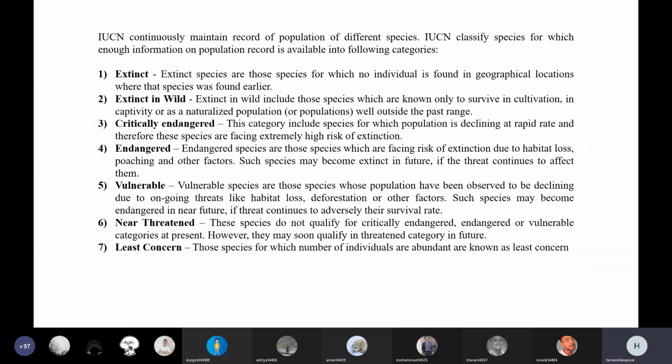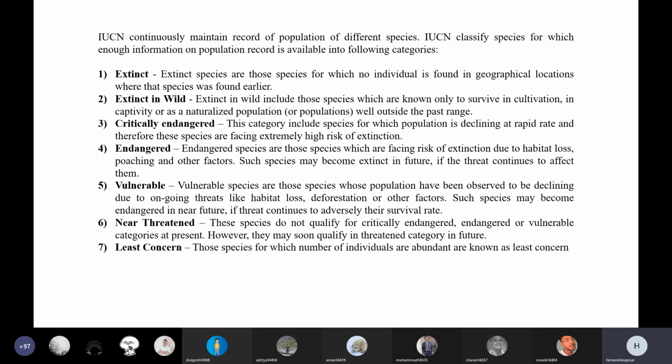Now we all know it has put species into some categories. There are 7 or 8 categories into which these species are put. The first one is extinct. Very easy for you to understand. Extinct matlab collapsed. So now this species is no longer present in the geographical locations where it was found earlier. Can you give an example of an extinct species? Dodo. Dodo bird. Yeah. Passenger pigeon.